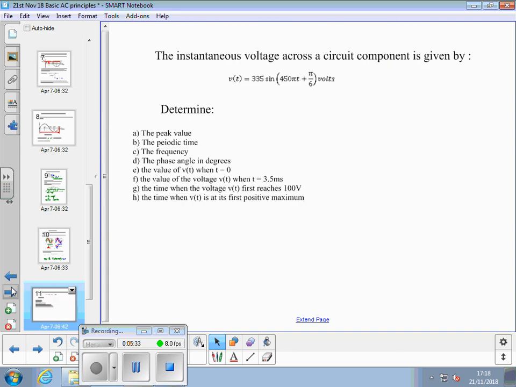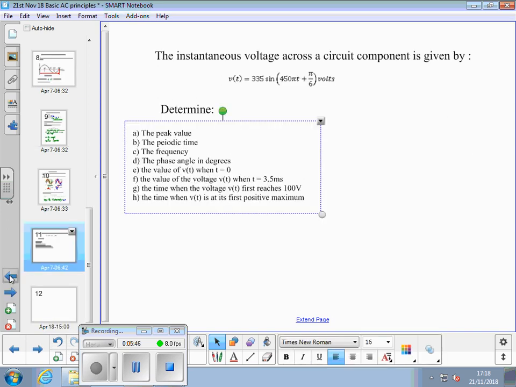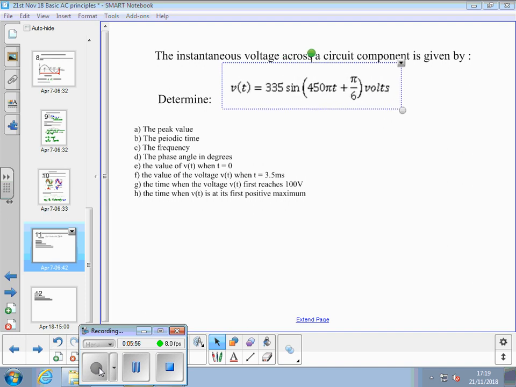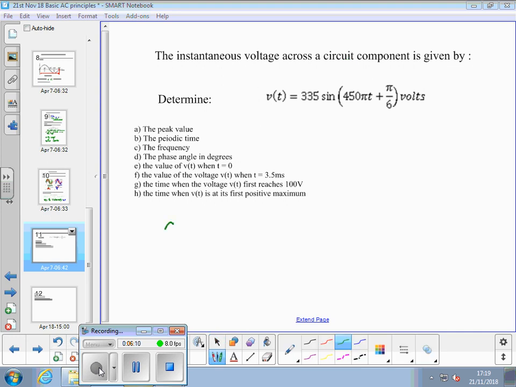So, what we'll do is cap off tonight by having a look at a problem. Just pause here. We've been given this function: 335 sine(450 pi t plus pi over 6) volts. We've been given a number of things to find. A, peak value of that waveform.